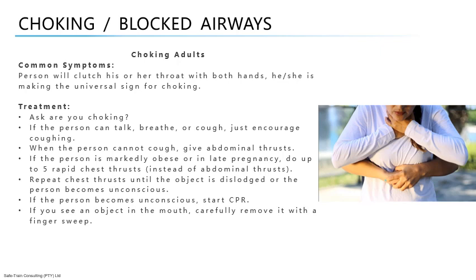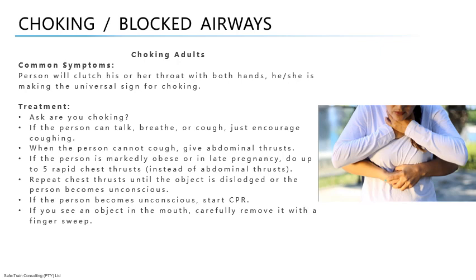If the person can cough or talk, encourage him or her to continue coughing. But once the patient can no longer talk or cough, you must clear the obstructed airway. Children and infants start to cry, and a color change to blue appears. Treatment: to clear the obstructed airway that causes choking, you must perform abdominal thrusts by doing the following. Ask, "Are you choking?" The person will indicate that he or she is choking. If the person can talk, breathe, or cough, just encourage coughing. When the person cannot cough and is still choking, do the following.